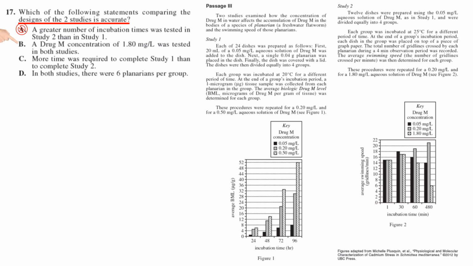B, a drug concentration of 1.8 was tested in both studies. We only see that in study 2, so B is out. C, more time was required to complete study 1 than study 2. Well, we know in study 1 that was one of the differences. There's 24 dishes prepared, and in study 2 only 12 dishes were prepared. So more time was required to complete study 1 than study 2. So C.